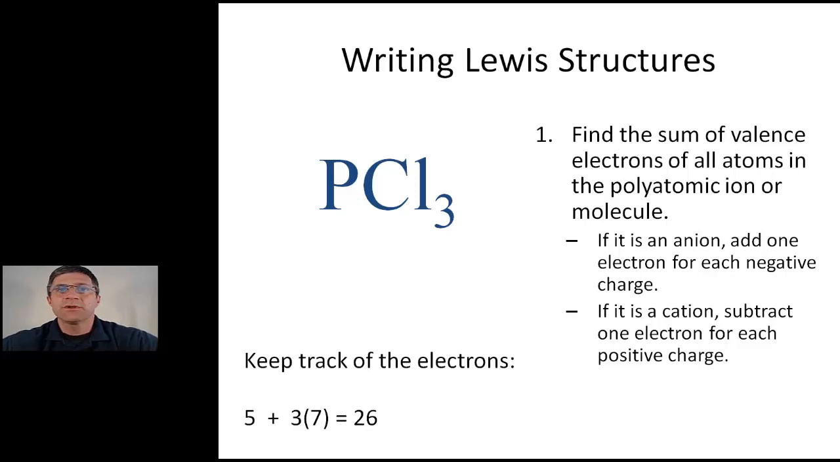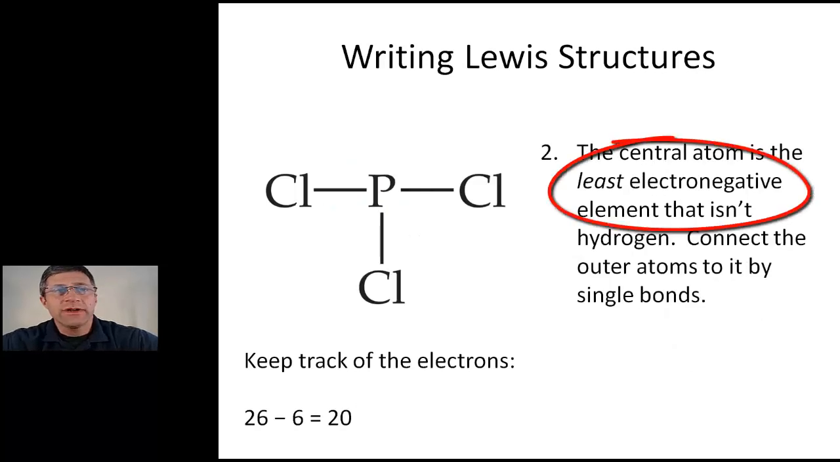Second step: I want to estimate a structure. I find the least electronegative atom, and I put that in the middle. You may recall that fluorine is the most electronegative atom, in the upper right-hand corner. Chlorine is pretty close to that, one level down from fluorine. Phosphorus is a little further away, so chlorine is more electronegative and phosphorus is less electronegative, so I'm going to put phosphorus in the middle.